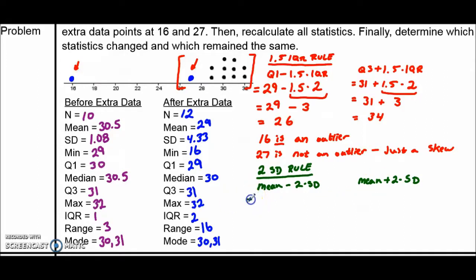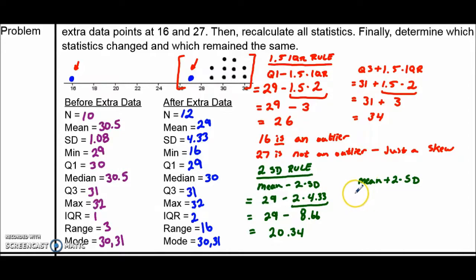So just like before, we're going to plug in our numbers here. The mean was 29 minus 2 times the standard deviation, which was 4.33. And so 2 times 4.33 gives us 8.66. Bring down the 29. And then 29 minus 8.66 gives us a lower boundary of 20.34. I'm using a calculator to help me out on this.